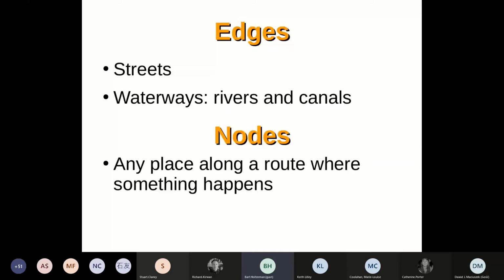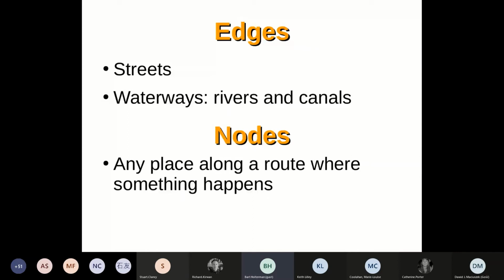And for the project, we defined nodes as any place along a route where something happens. So this can be, for example, that you enter a town or another settlement, that you have to pay a toll, that you cross a bridge. But also in the most simple version, a node is just a junction. So you have to choose which direction you turn.